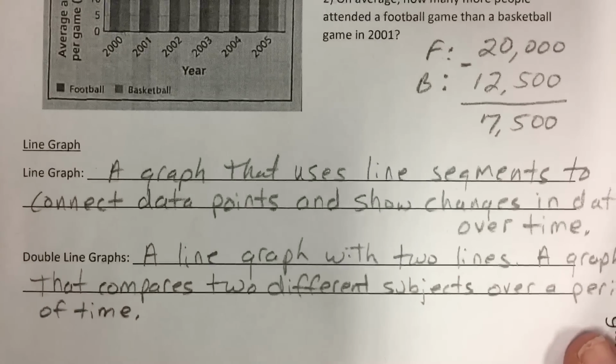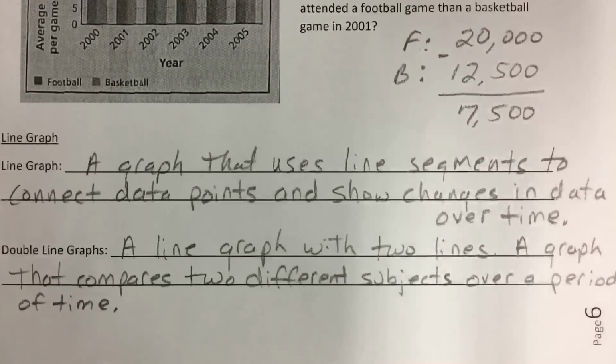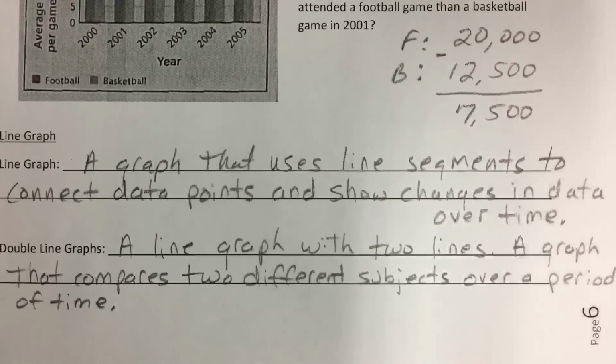And here are 2 definitions. Go ahead and hit pause and write down the definition. We have a line graph, and then we have a double line graph. A line graph is a graph that uses line segments to connect data points and show changes in data over a period of time. And a double line graph is a line graph with 2 lines, a graph that compares 2 different subjects over a period of time.